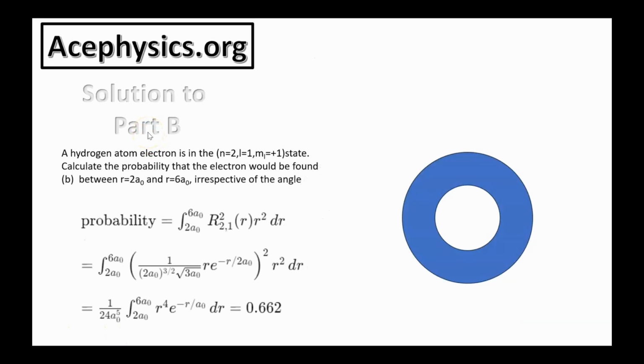And then part B asks, what is the probability that we'll find the particle between 2a naught, which we say is the inner radius, and 6a naught, which is the outer radius? For this case, we need to use the radial probability distribution. So we take the integral from 2a naught, which is r1, to 6a naught, which is r2, times R21 squared. Because we know we're dealing with a state R21, you have to multiply by r squared dr. We know the formula for R21 is here. We square it, we multiply by r squared, and this tells us that there's a 66.2% chance that we'll find the particle within this annulus or ring.